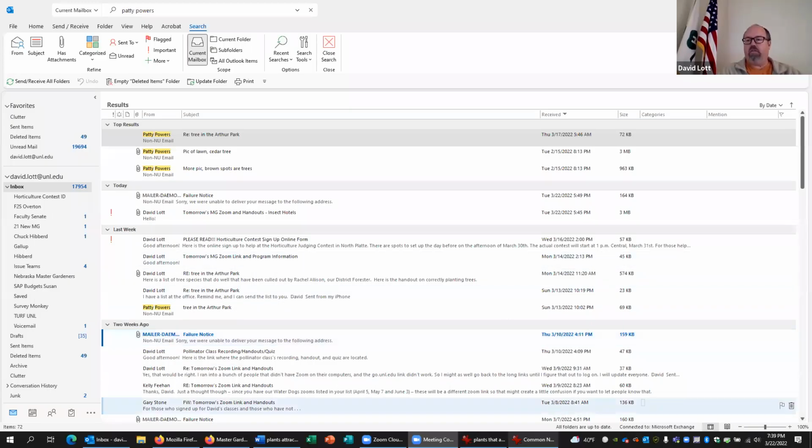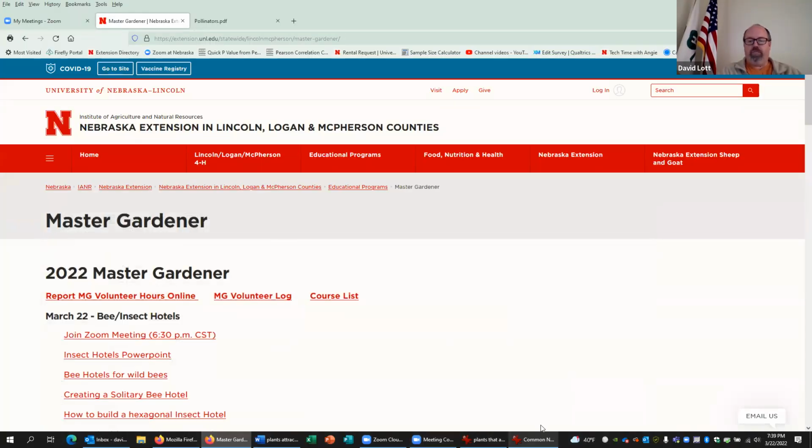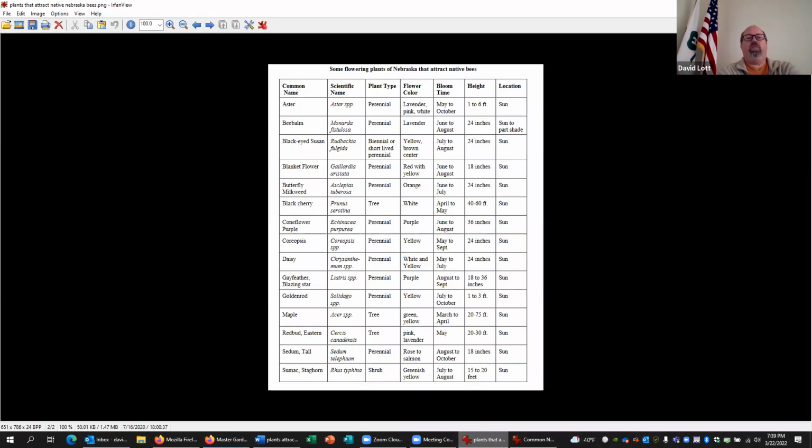Hey, David, this is Patty. And I'm going to share the screen because I found some tables that I think you'll like. Drop my email down. So here is a plant list that really helps native bees in Nebraska. This was off of a statewide arboretum article several years ago, and I took the screenshot of it and saved it.